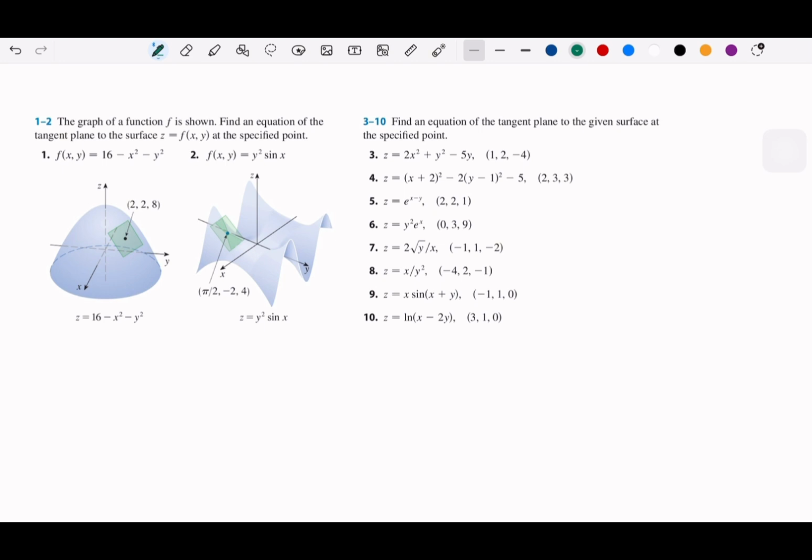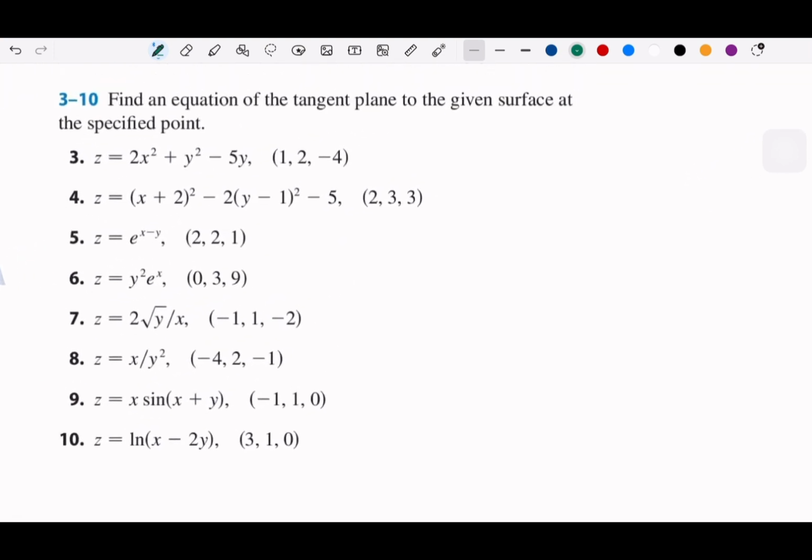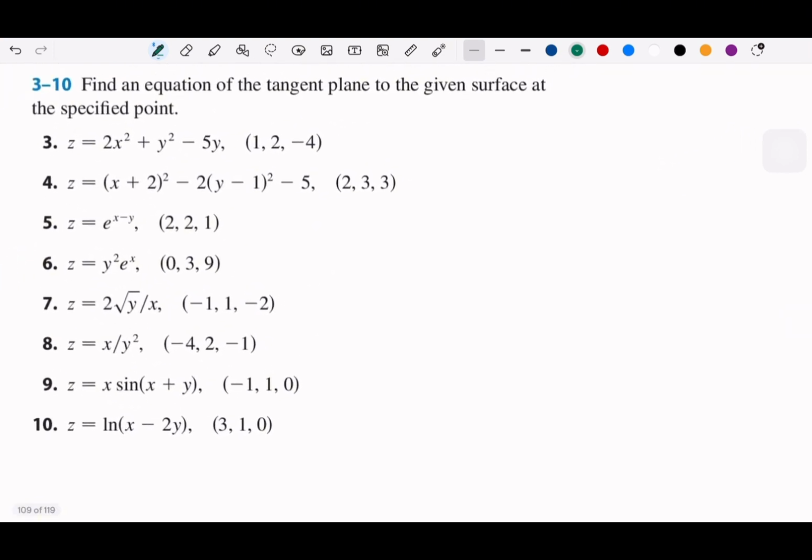For the functions within Chapter 14, you need to know that the function is now called a surface. The surface function can have two variables or three variables. But let's focus on the function for this tangent plane, which will be a function of two variables. For example, let's start by looking at maybe number three, the simplest function that we can see.